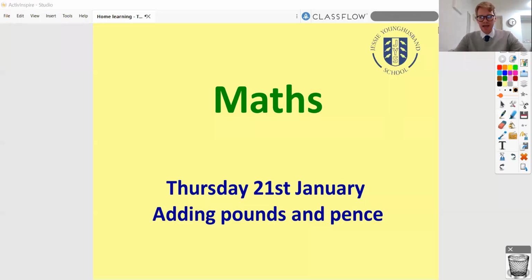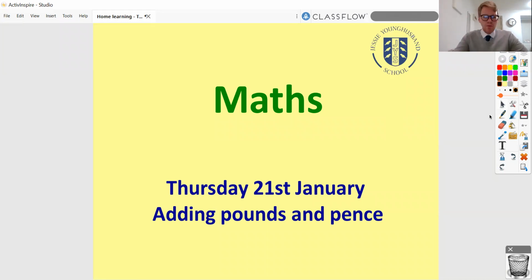We've been thinking lately all about money, and yesterday we thought about how we can go about adding pounds and pence. Yesterday's session was all about mental strategies for adding pounds and pence. And I mentioned that we might have wanted to lean on some written addition if we needed to, maybe if there was a tricky one. But mainly yesterday, we were thinking about mental strategies, and that means in our head.